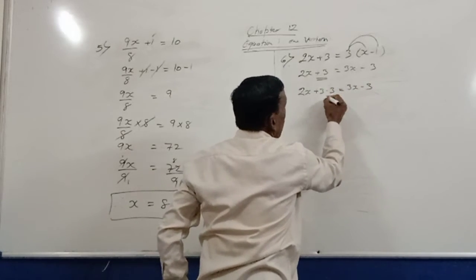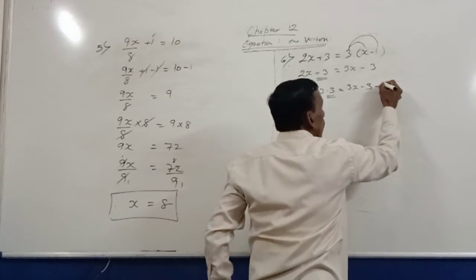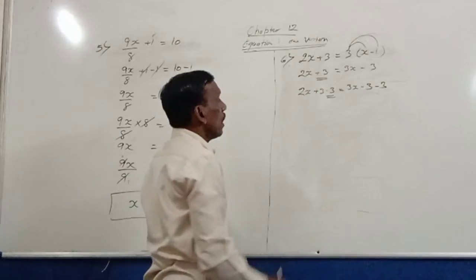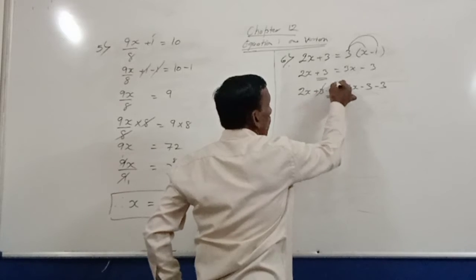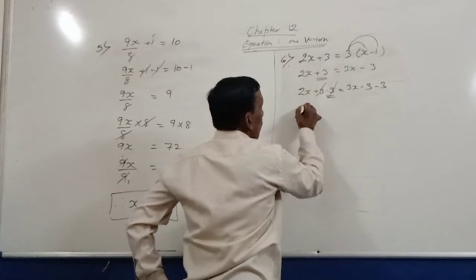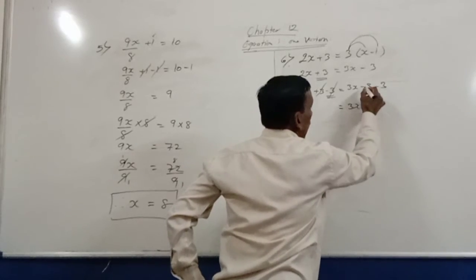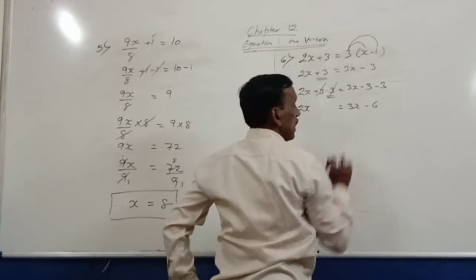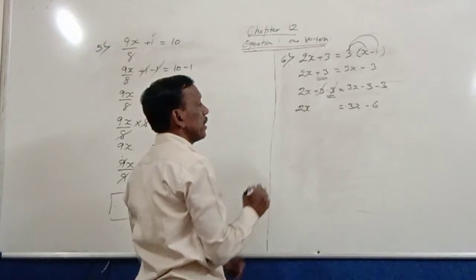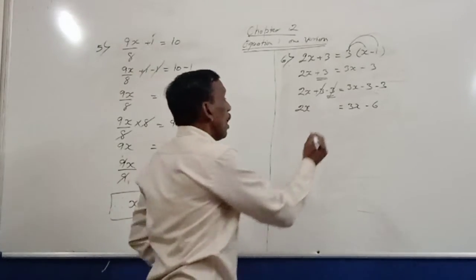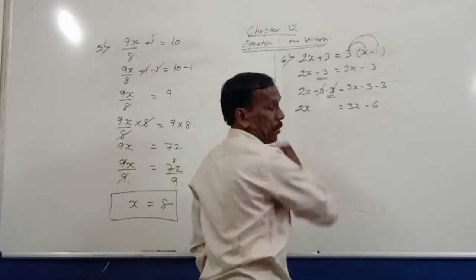Now I had minus 3 here, same I have to do here also, minus 3. Okay. Now what do you know? Plus into minus becomes minus. What is the remaining here? 2x is equal to 3x minus 3 minus 3, which is 3x minus 6. Minus into minus is plus, 3 plus 3 is 6. Okay. Now I have to remove this or this, whichever.